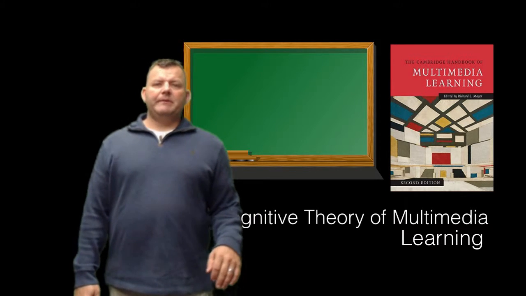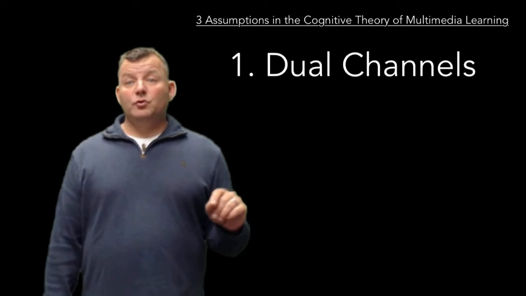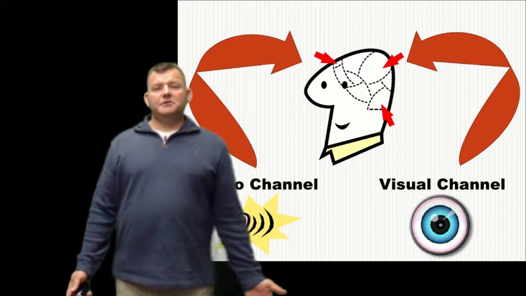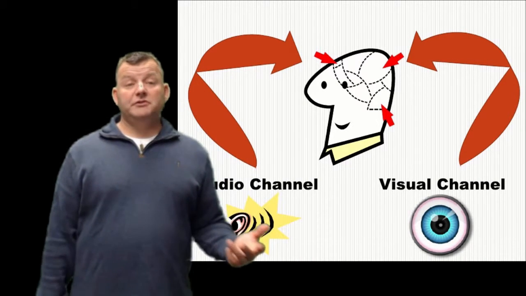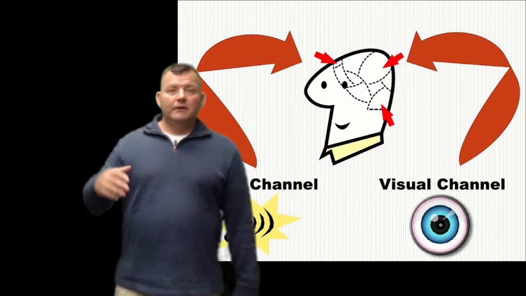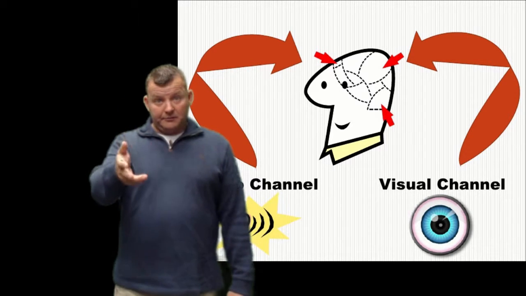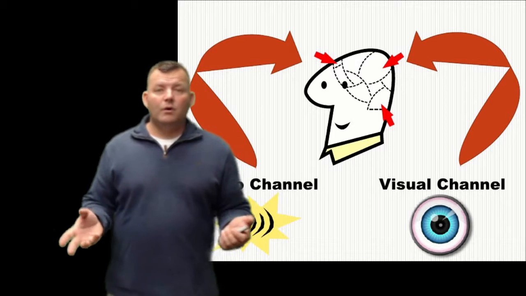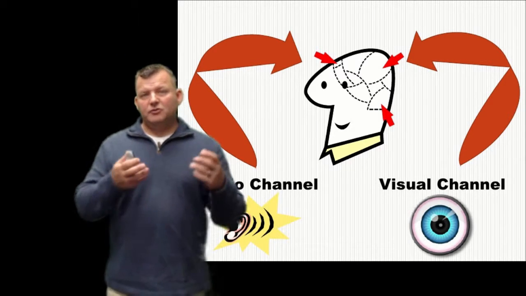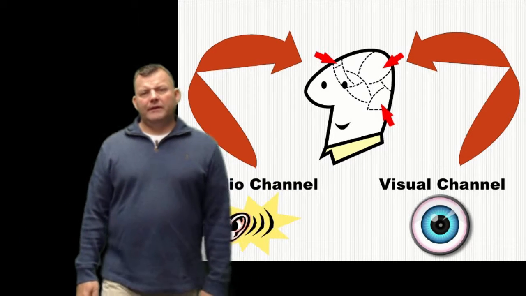The cognitive theory of multimedia learning is based on three assumptions. And the first is that we have dual channels. And I just mentioned this a minute ago. Our dual channels would be our audio channel and our video or visual channel. Based on this theory, we take in information through these two different channels, through ears and through eyes. And you don't want to overload one or the other. You want to make sure that your presentation is balanced so we don't have too much going on with either visual or audio.